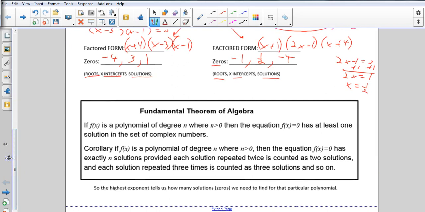Now here we have a long-winded fundamental theorem of algebra. It says if f of x is a polynomial of degree n, where n is greater than 0, then the equation f of x equals 0 has at least one solution in the set of complex numbers. Now remember, complex includes all the real and imaginary numbers.